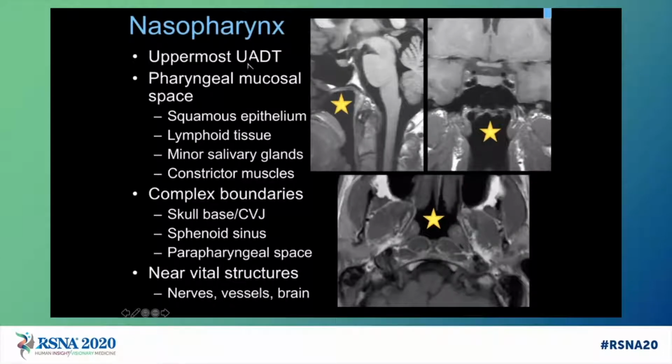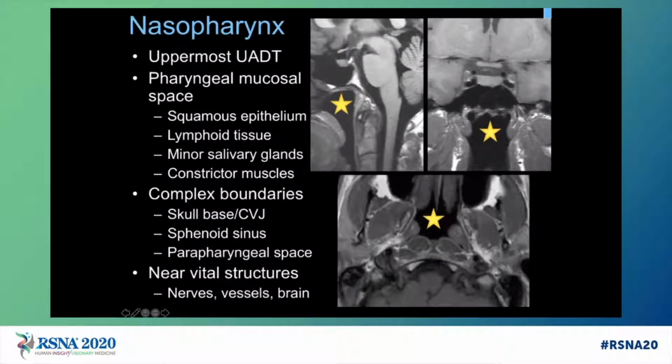The nasopharynx is the uppermost aspect of the upper aero-digestive tract, shown here by this yellow star. It is located posterior to the nasal cavity and separated from it by the posterior choana. It is located superior to the soft palate. The nasopharynx is part of the pharyngeal mucosal space. Hence, it contains squamous epithelium, lymphoid tissue, minor salivary glands, and constrictor muscles, and these tissues give rise to the common pathologies of the region.